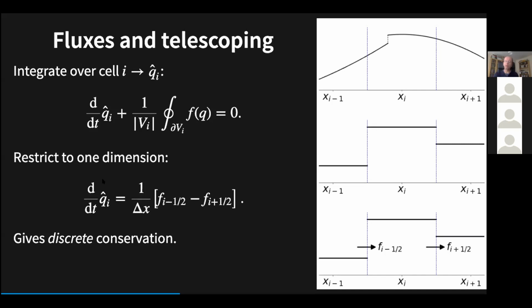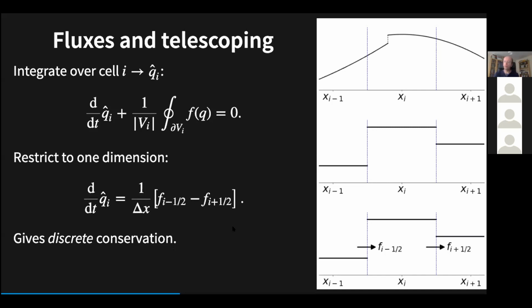So that means that the update of the total amount of stuff is determined only by the fluxes through the boundaries of the whole domain. Inside the domain, all of these flux contributions cancel out. We have discrete total conservation.